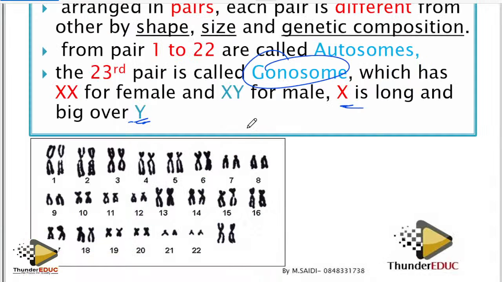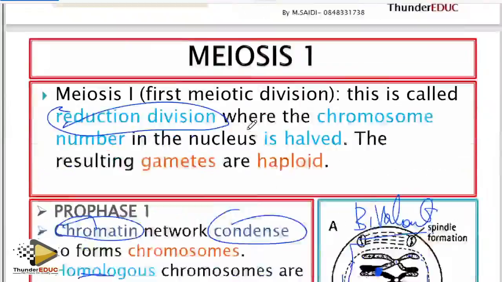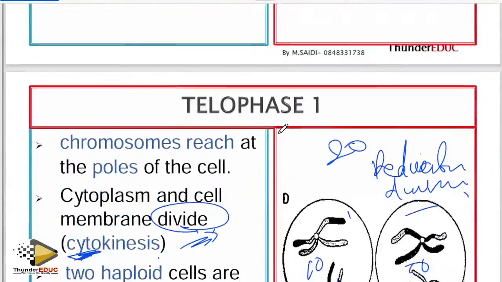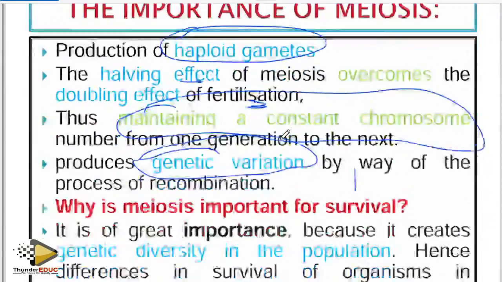Our next class will be crossing over, and after that, we'll talk about non-disjunction, the mutations and the variations which occur in meiosis.